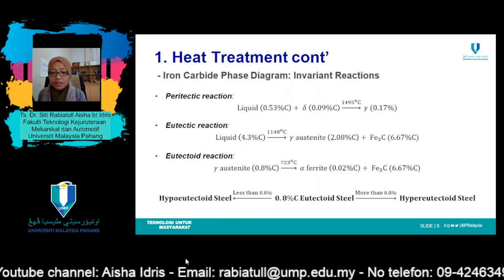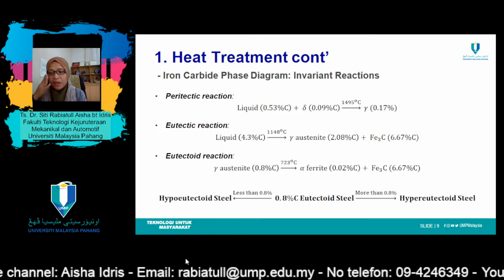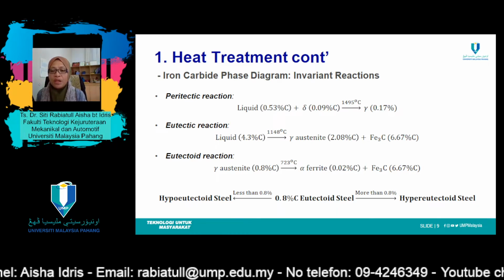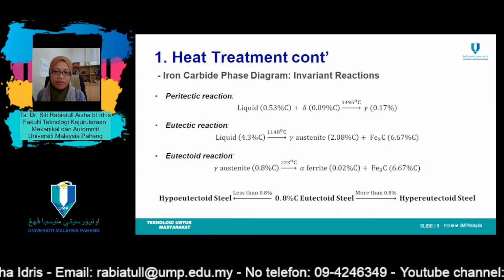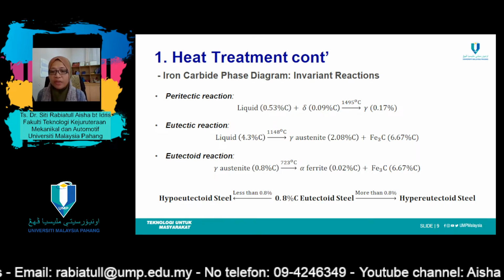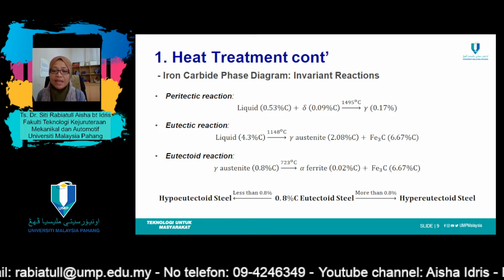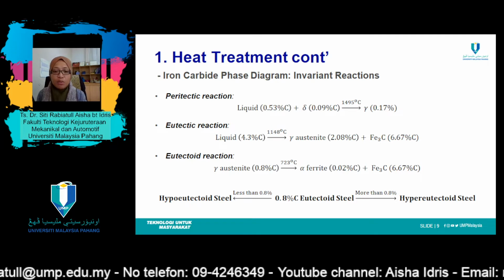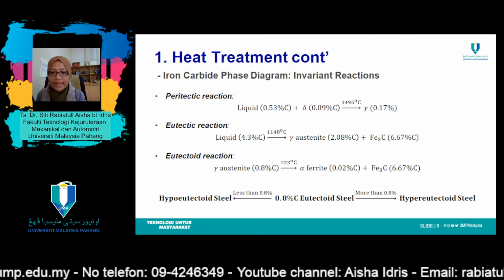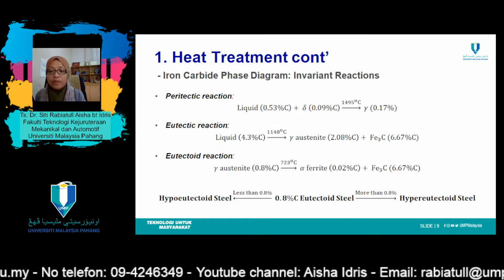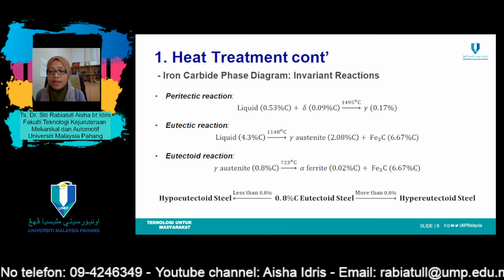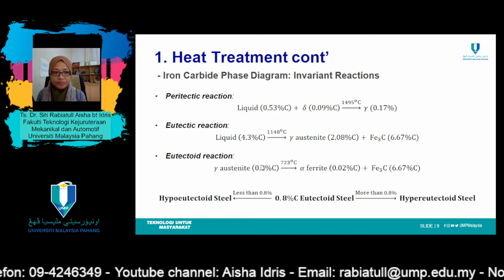reactions that occur in the iron carbon phase diagram, which include peritectic reaction, eutectic reaction, as well as eutectoid reaction. And if you notice from our previous lecture, eutectoid steel equals 0.8% carbon, and if the percentage of carbon is less than 0.8%, then it is called hypoeutectoid steel, and meanwhile more than that, it is known as hypereutectoid steel.